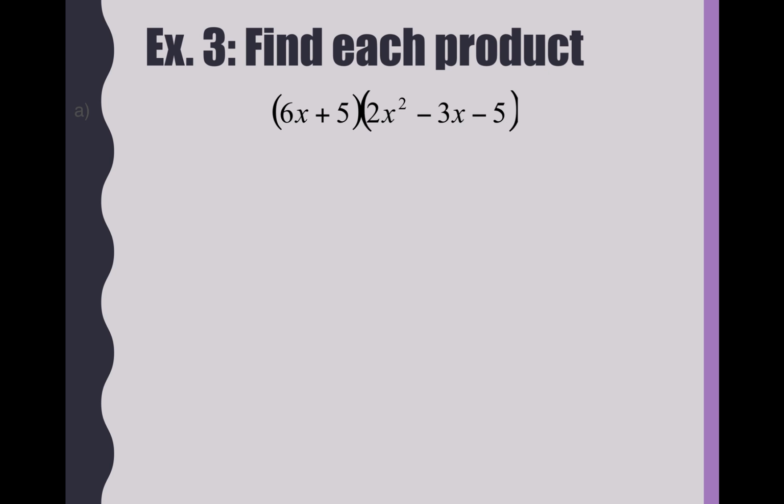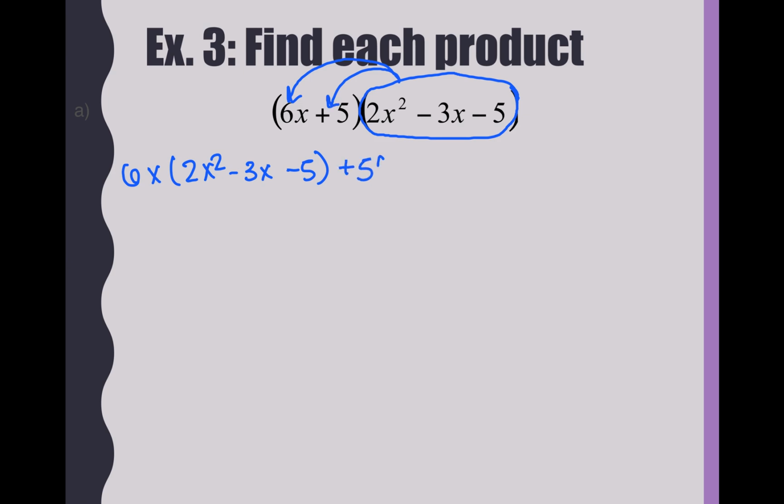And it works just the same as when it was 2 terms by 3 terms. We're going to take this whole polynomial right here. We're first going to distribute to the 6x, giving us 6x times 2x squared minus 3x minus 5. And then we're going to distribute that whole polynomial to that 5. So plus 5 times 2x squared minus 8x minus 5. Then again, we get to do a lot of distributing.